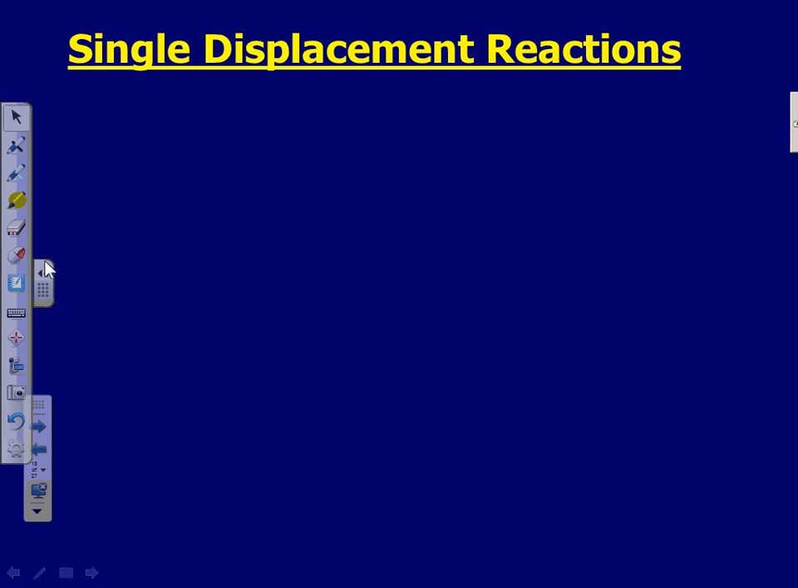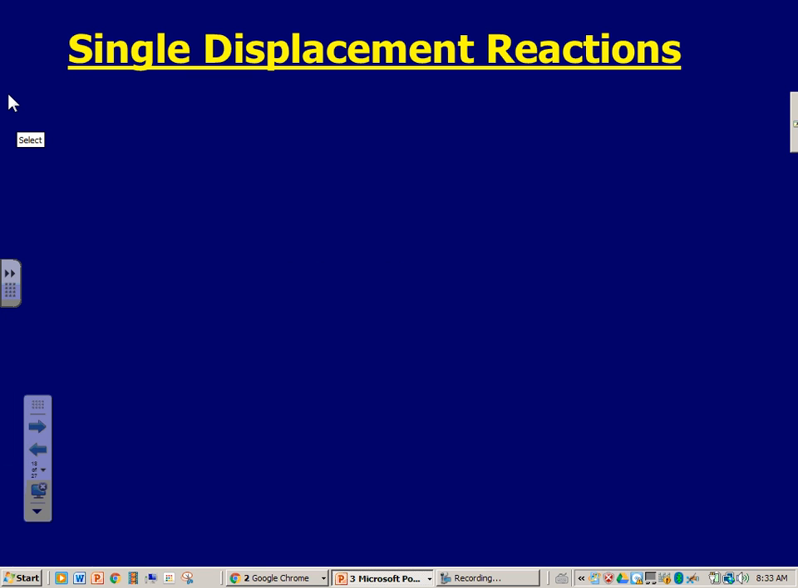Get that out of the way. Okay, so two types of reactions that I want to talk about today. One is called a single displacement reaction. The other one's called a double displacement reaction.